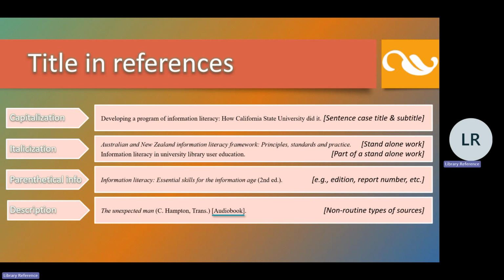Okay. If you need to provide parenthetical information as well as descriptive information about the type of source, you should remember that the parenthetical information goes first. In our case here, the parenthetical information includes the name of the translator. So parenthetical information always goes first and descriptive information follows.